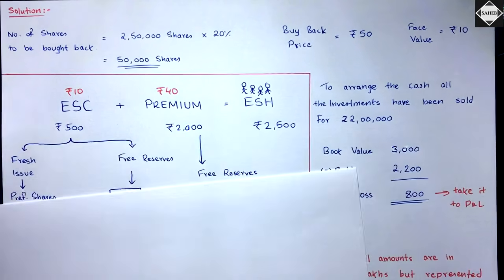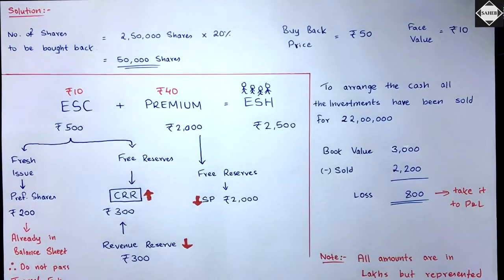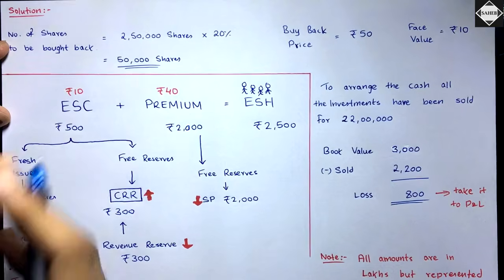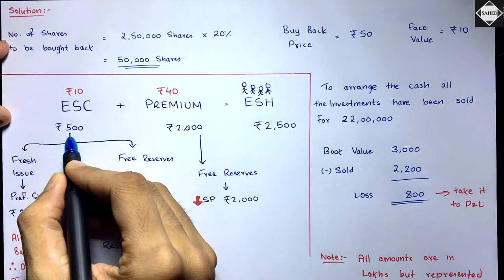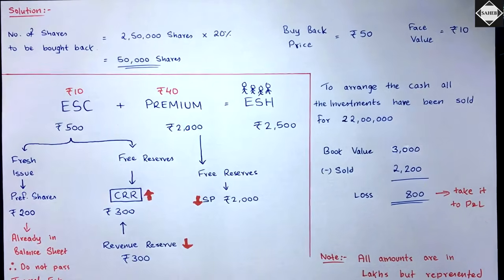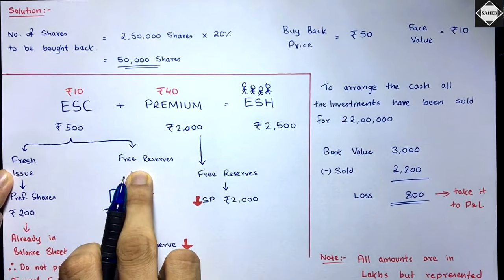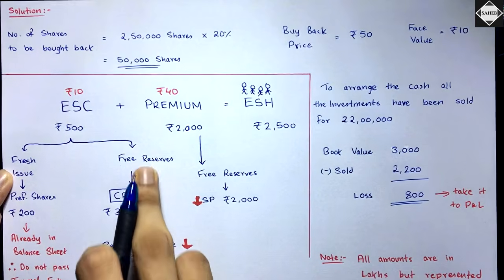Now we have to go to the section 68. That's called replacement of capital. See here, this is very important part. 5 lakh capital is being bought back. It is being cancelled by the company. So this 5 lakh has to be replaced either through fresh issue, you all know, either through fresh issue or through creation of CRR by way of free reserves.